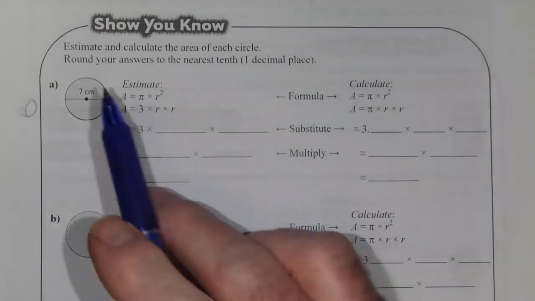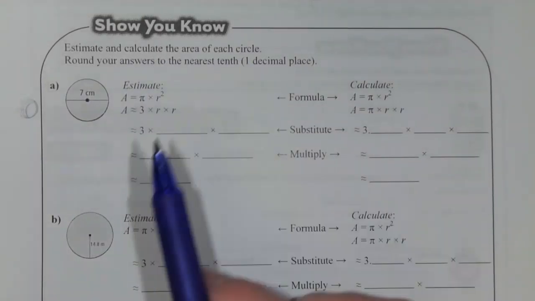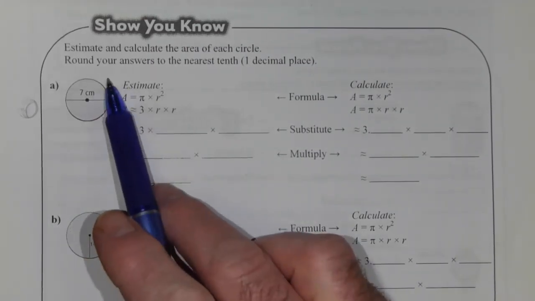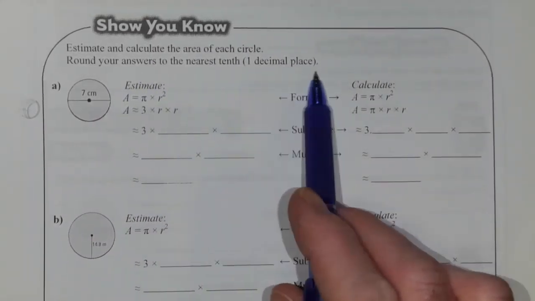For this show, we're being asked to estimate and calculate the area of each circle. We've got 2 circles here. Round your answers again to the nearest tenth, 1 decimal place.